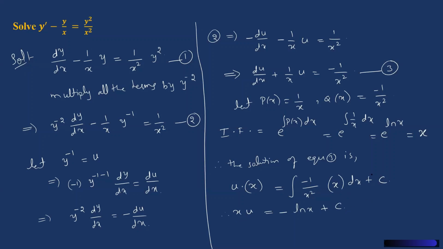Now this is the solution of equation number 3, but we want the solution of equation 1. So therefore, the solution of equation 1, see, to get the solution of equation 1, we need to replace u by the transformation we considered earlier. See, this is the transformation we considered. Now I'm just replacing this u by y to the power of minus 1. So it is x y to the power of minus 1 is equals to minus log x plus c. So this is the solution of this differential equation.